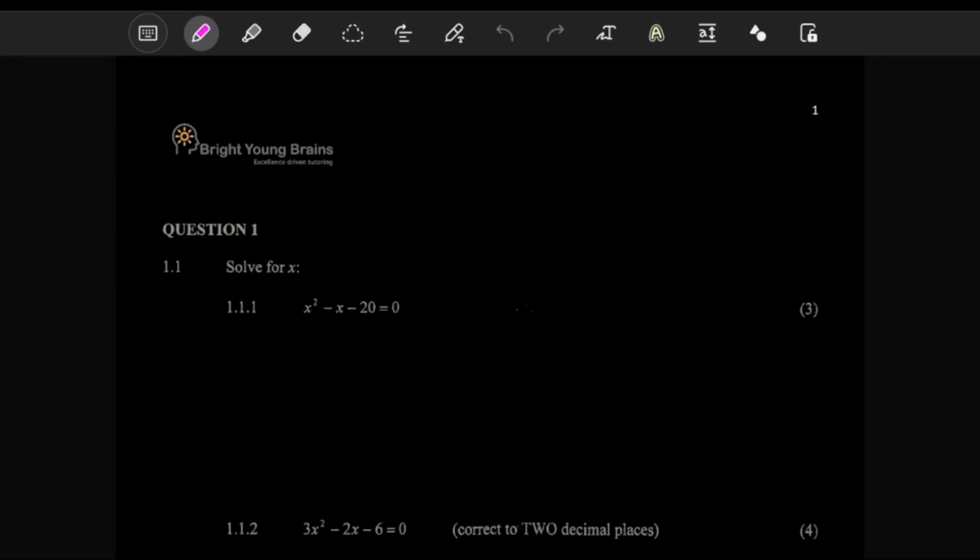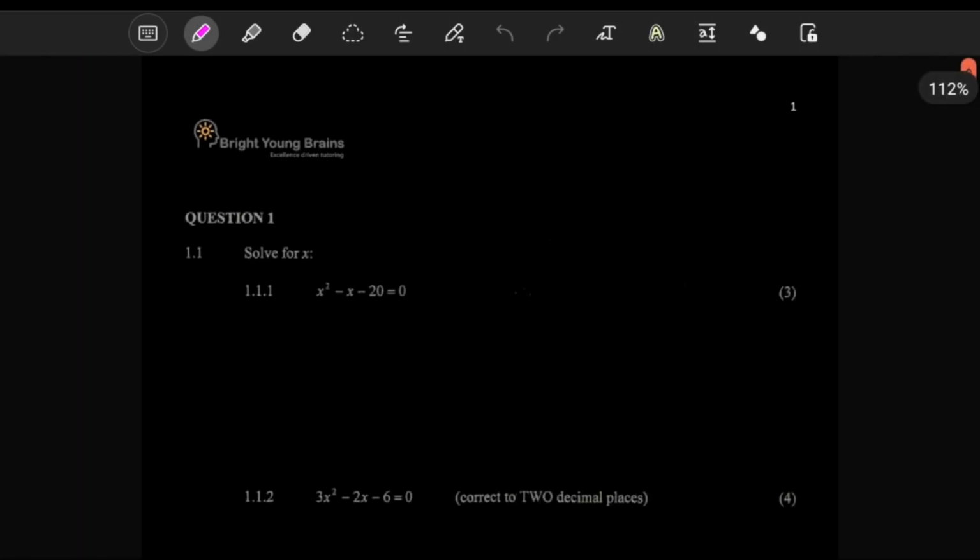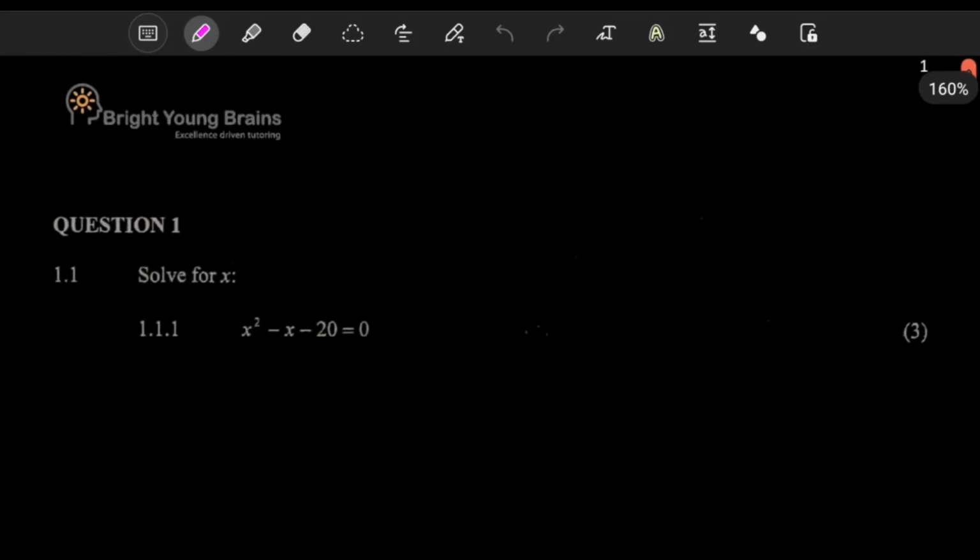NSC June 2021 Supplementary Math Paper 1 Memo. That is what we are going through today, and I'm sure you can spot the new format. You know what to do.